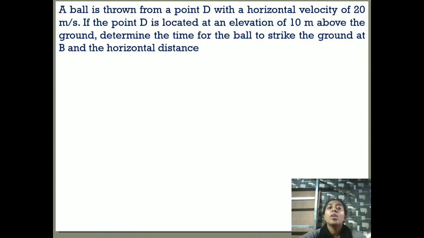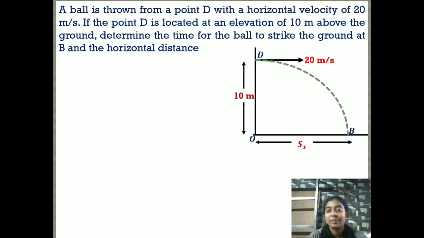A ball is thrown from a point D with a horizontal velocity of 20 meter per second. If the point D is located at an elevation of 10 meter above the ground, determine the time for the ball to strike the ground at B and the horizontal distance. So a ball is thrown from point D with a horizontal velocity. There is only horizontal velocity, so vertical velocity will be equal to 0.